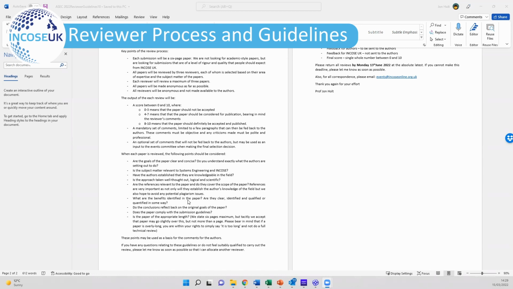So again, make it clear, what is the benefit of the approach that you've done? What did you learn from the approach that you've done? Even if the project's failed, that's still valid.